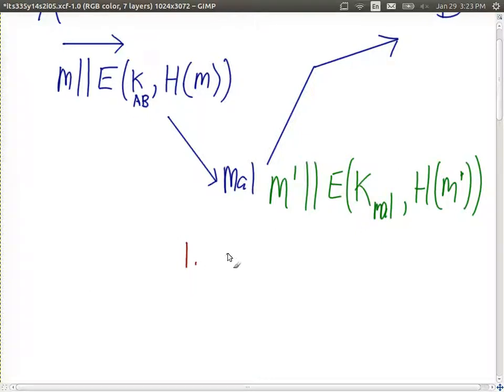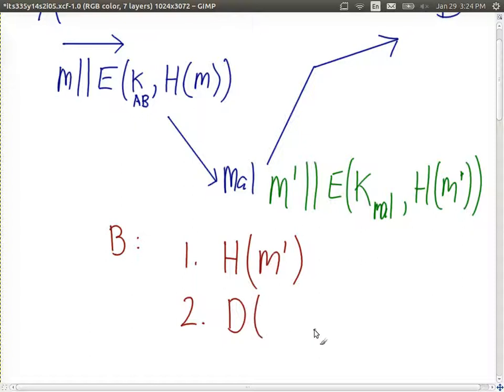Step one, the other order, hash. You're correct, but I'll do it in a different order. Hash of the received message, hash of M prime. This is what B is doing. Step two, decrypt the received part. Decrypt this part. And then decrypt what? Well, decrypt the second part, and I'll just rewrite that.